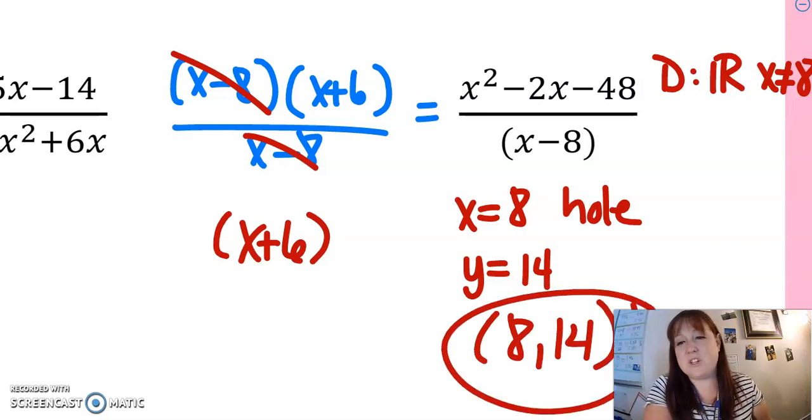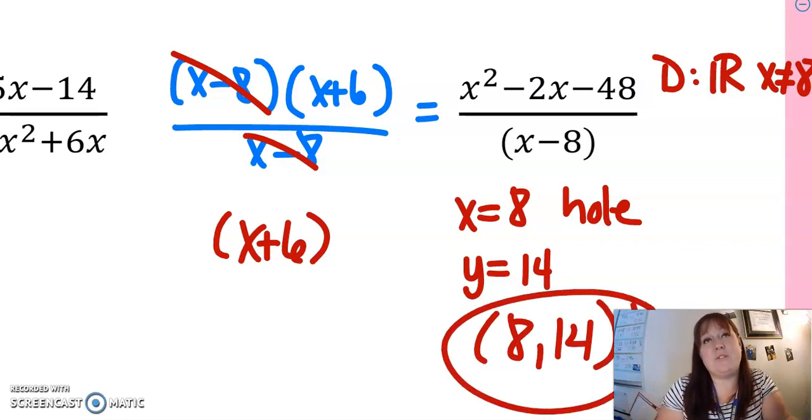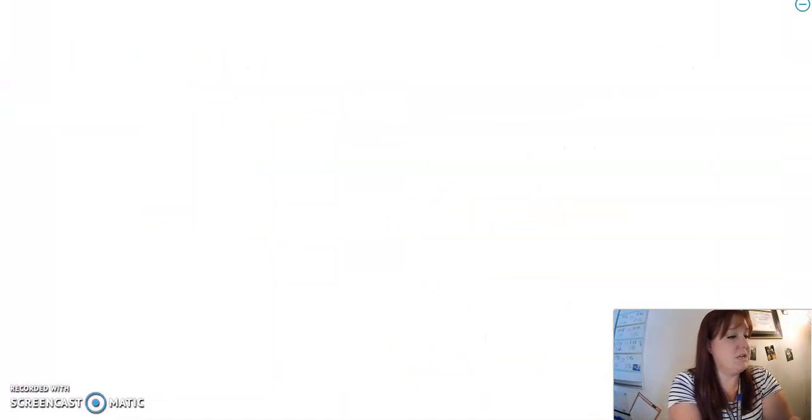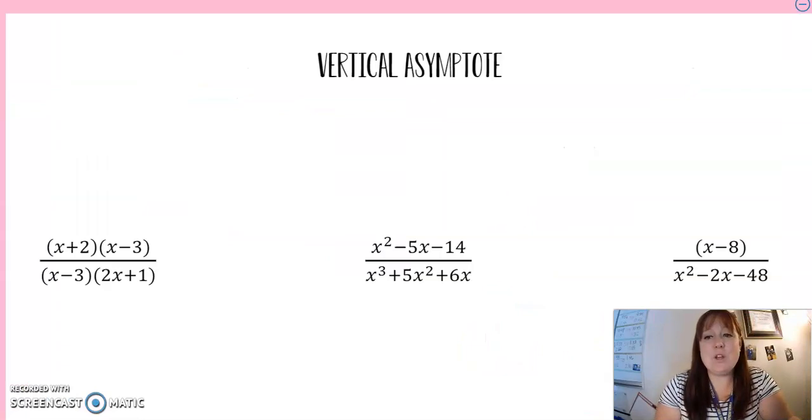And if you graph that function, it's really hard to see holes on a graph. On your graphing calculator, you can, I'll show you how to use that table if you'd like. But if you graphed it, it would have a hole at (8, 14). All right, how do we know if it has a vertical asymptote? Vertical asymptotes are going to be any discontinuity that isn't a hole. Anytime that we divide by 0 and it's not a hole, it's going to be a vertical asymptote.